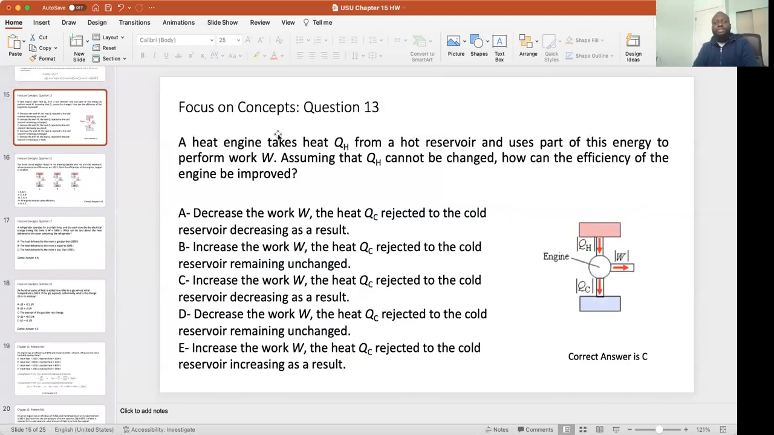Okay, focus on concept question 13 is next. It says a heat engine takes heat QH from a hot reservoir and uses part of this energy to perform work W. Assuming QH cannot be changed, how can the efficiency of the engine be improved? You have to increase the work W, then the heat QC rejected to the cold reservoir will decrease because QH is constant. You can only increase W and decrease QC to have high efficiency. So you want to do more work than lose heat to the cold reservoir. So C is the correct answer in this case.